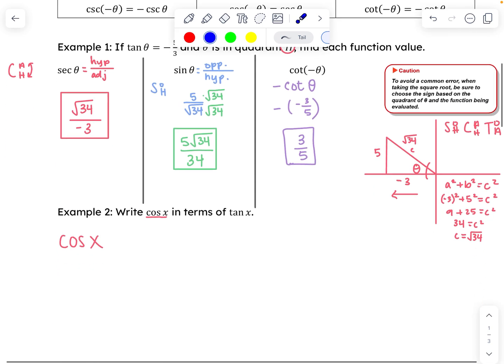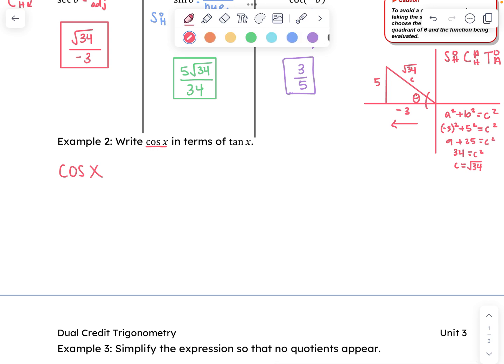So the first thing I need to know is that cosine is going to equal 1 over secant. Cosine of x is 1 over secant x. That's the reciprocal identity. I'm going to write that over here, reciprocal identity.